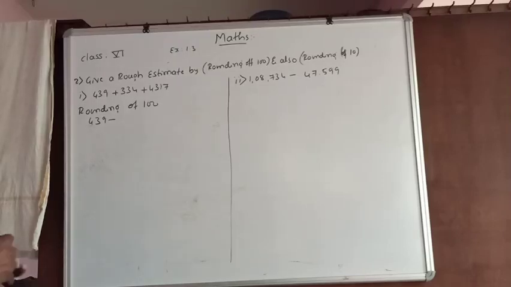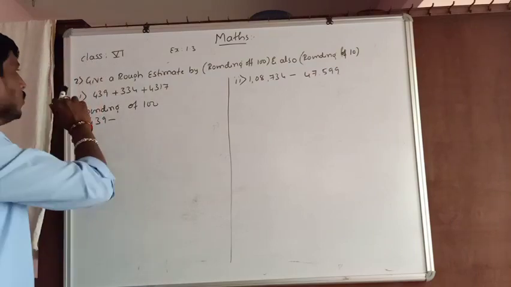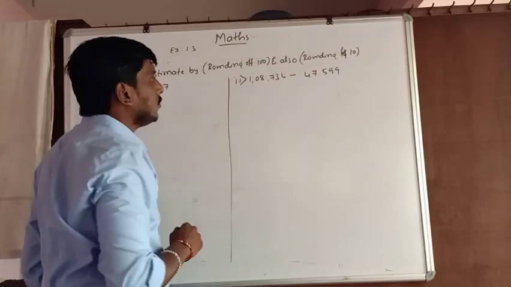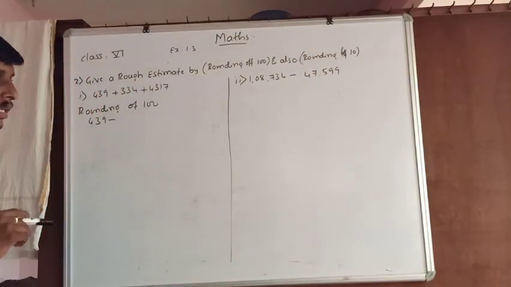Okay, students, last class we discussed exercise 1.3 up to the first main. So today we'll go for the second main: give a rough estimate by rounding to 100 and also rounding to 10. There are 4 questions. I selected only 2 questions. The rest of the questions, try yourself.